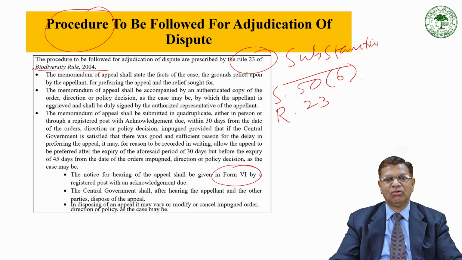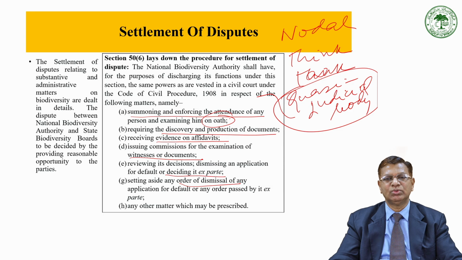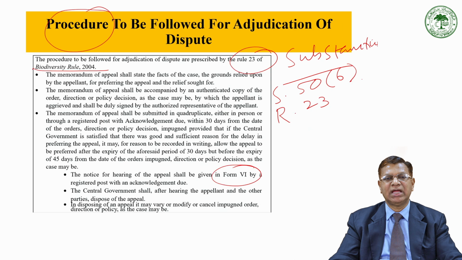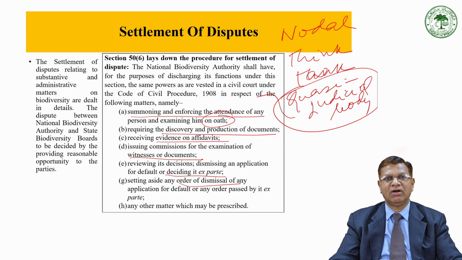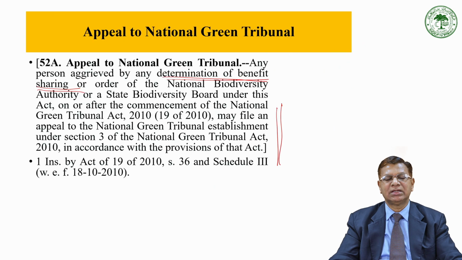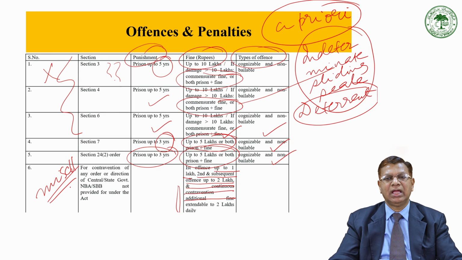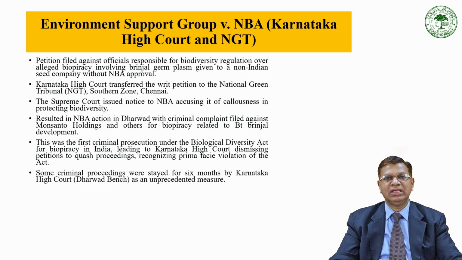Having taken an overview of the adjudication of dispute, starting from the biodiversity and patent dichotomy and the Indian and foreign companies dichotomy, having perused the bare provisions of Section 50, Section 61, Rule 23, looking at Section 52A, then the form of the notice and offences and penalties, we will try to examine the nature of the disputes which have come to adjudication and how disputes are resolved.